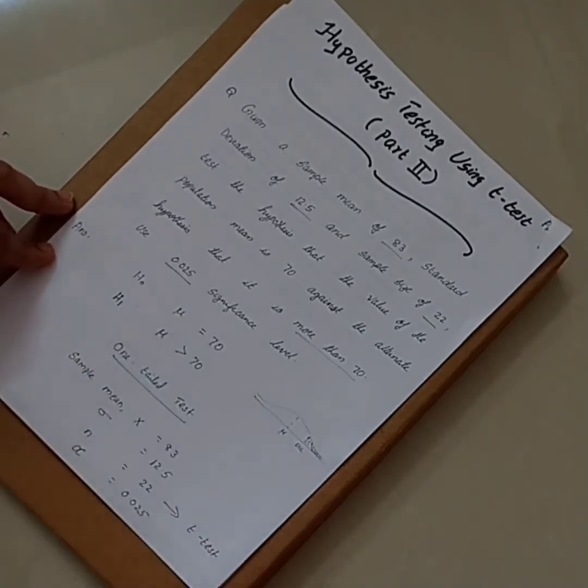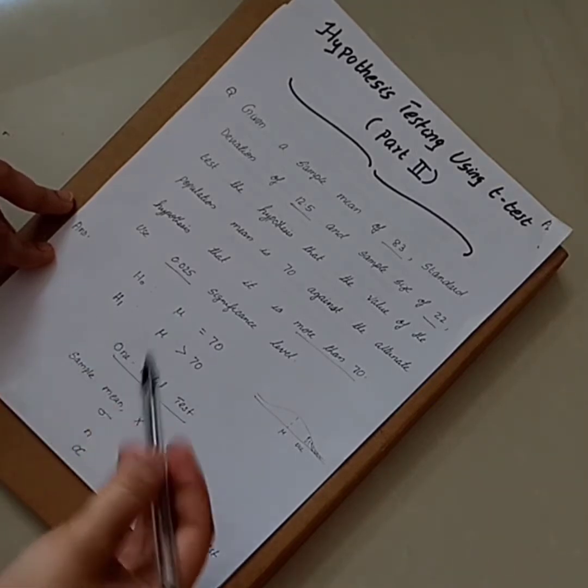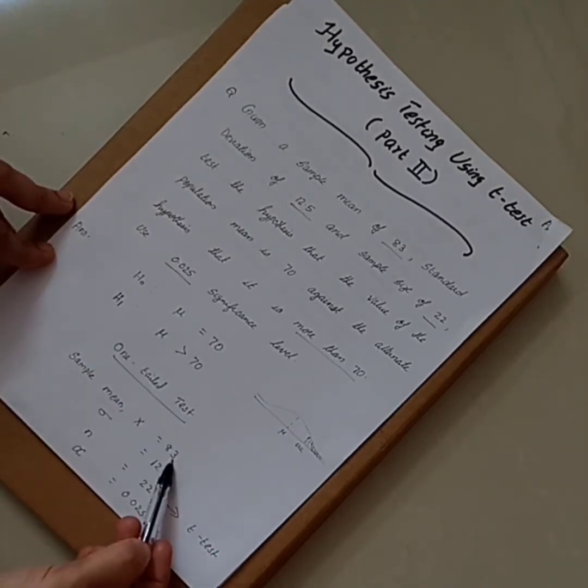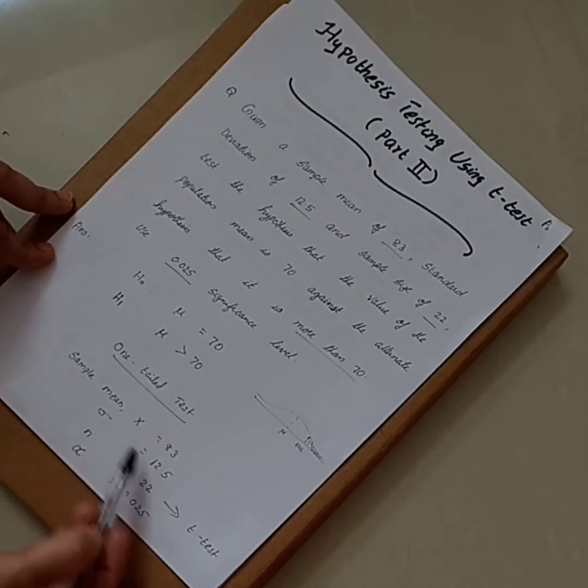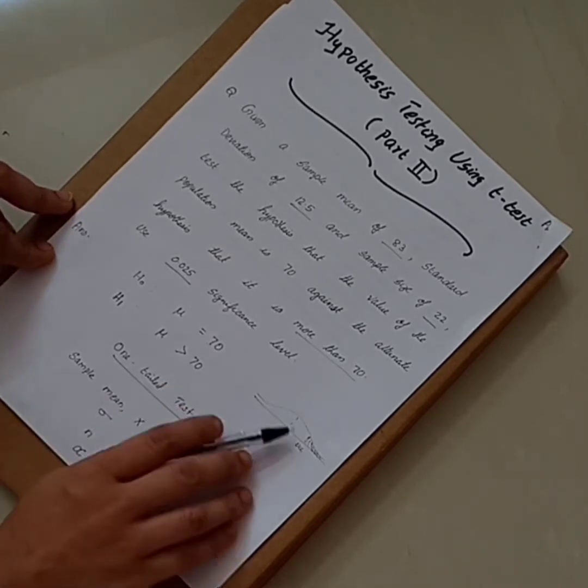Now we will go for the sample, what all is given in the question. Sample mean x is 83, sigma is 12.5, n is 22. So definitely we know that it is a t-test because n is less than 30, and the alpha value is given as 0.025. This is where you need to be careful. Now this is a one-tailed test.